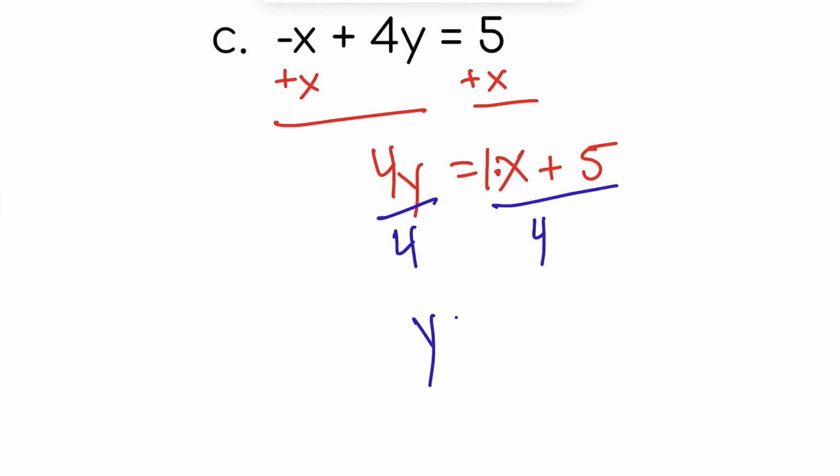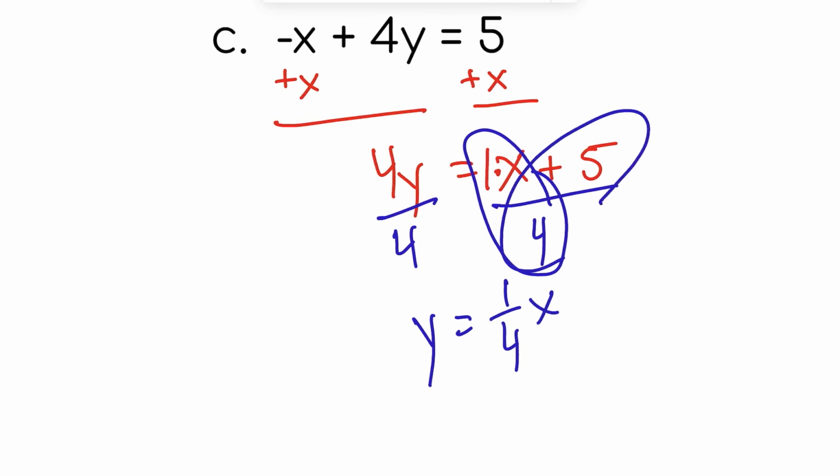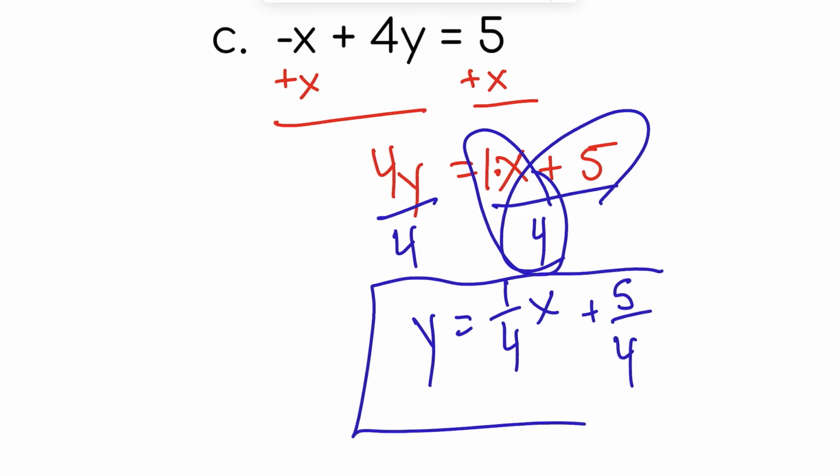So now we got y equals, so when it goes in here, the 1 and the 4 don't divide, so just leave it as 1/4 x, and then the 5 and the 4 don't divide, so we're just going to leave it as 5/4, and thankfully, we are not asked to graph that.